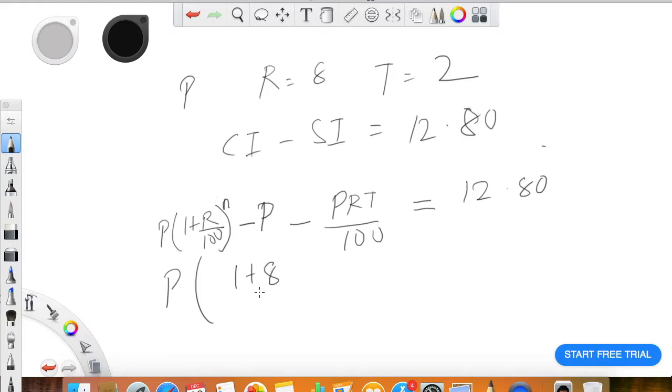So we'll get 1 raised to the power 2 minus 1 minus 8 into 2 by 100 equals 12.80. So now you see, this is the only variable, which you can change to x, right? This is the only variable, and now this is a simple calculation, right?